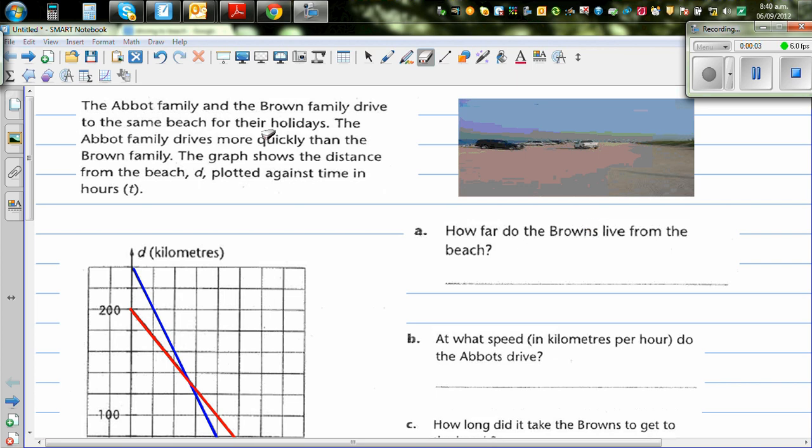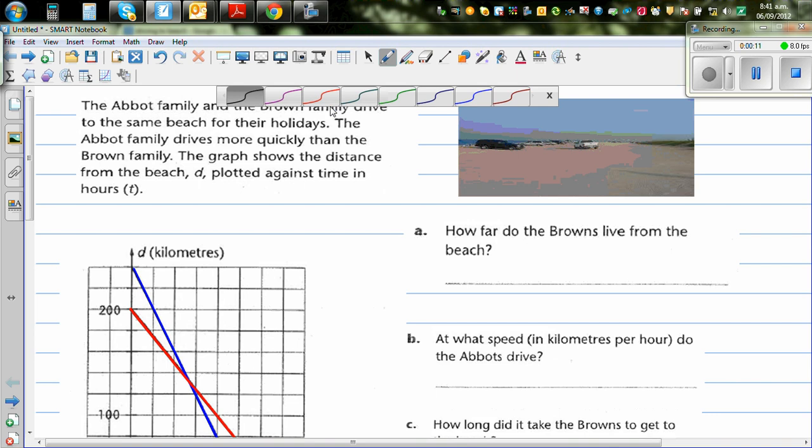The Abbott family and the Brown family drive to the same beach for their holiday. So this is the beach, and they're driving to this beach for the holiday. The Abbott family drives more quickly than the Brown family.